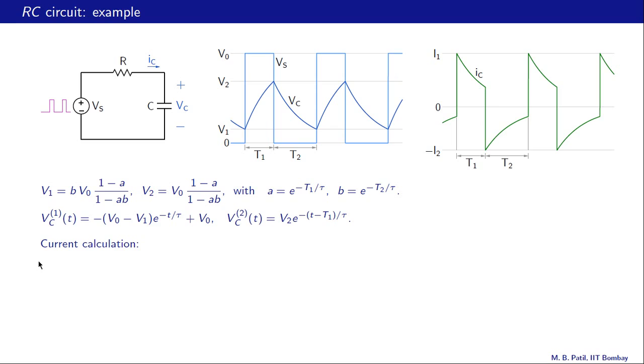How do we go about this? There are two ways of obtaining the current. One, we already know the capacitor voltage in the T1 phase as well as in the T2 phase. All we need to do is to differentiate that, multiply that by C, and then we get IC of T. Now this is something that you must do as homework. We will not do that here.